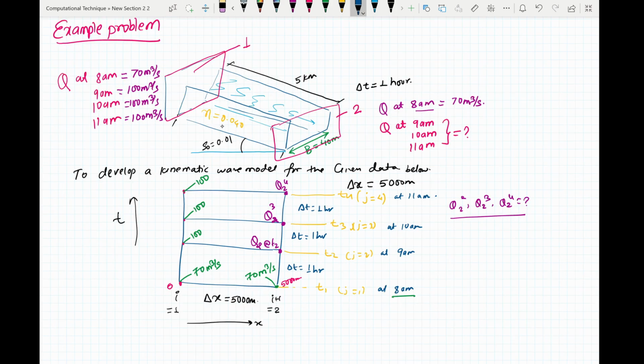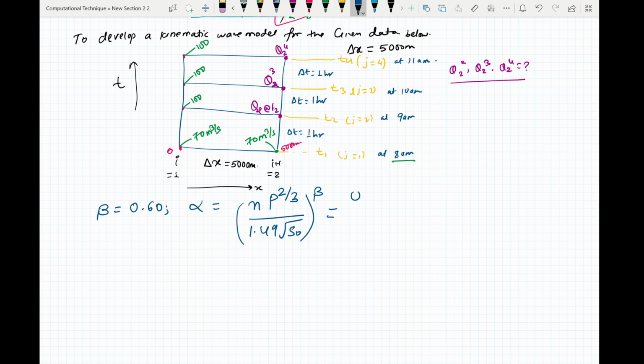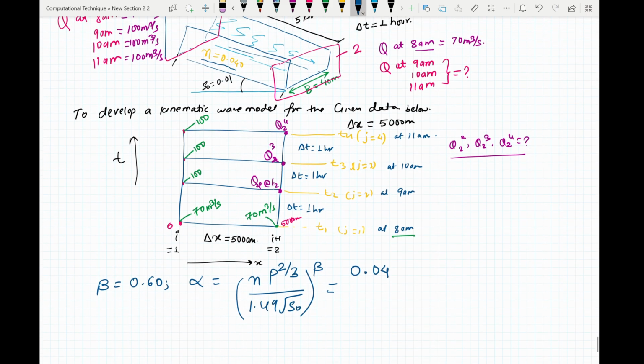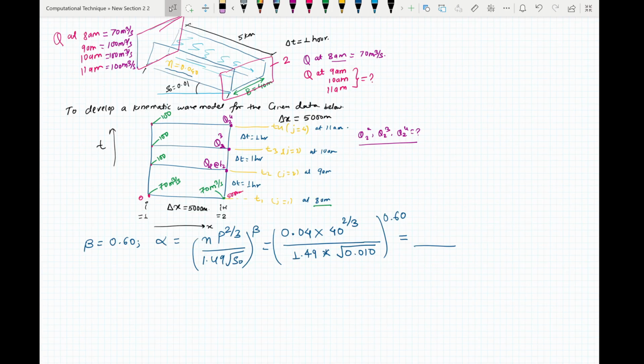Now you can see here you are given your Manning's coefficient. Now your beta for Manning's equation is 0.60 as you did earlier. Your alpha is given by 0.04 times P, where for a wide channel P can be taken as B, therefore this will be 40 to the power 2 by 3, divided by 1.49 times root under 0.010, this to the power 0.60. Now you'll find your alpha value here. I'll do this in Excel and I'll upload the Excel file.